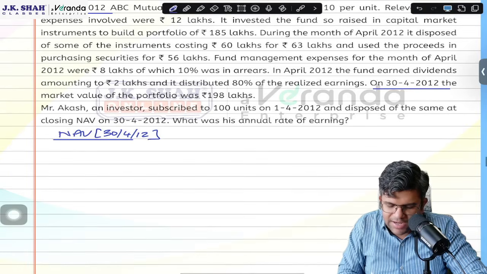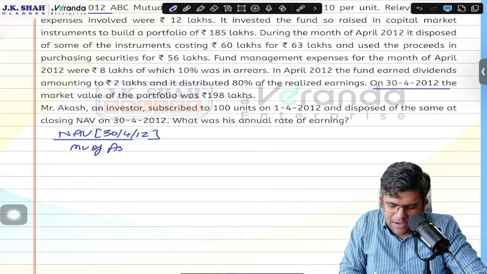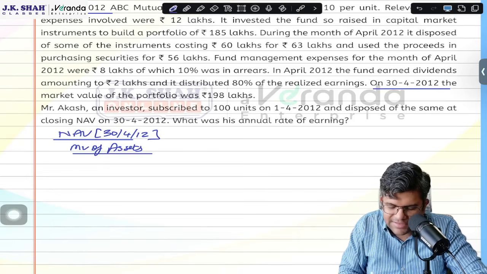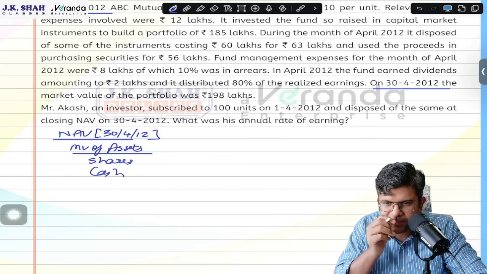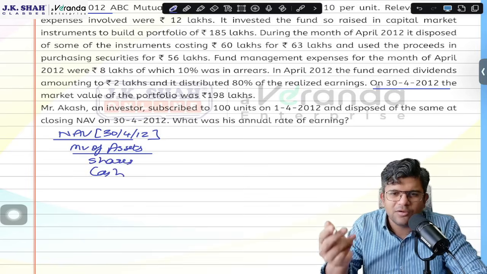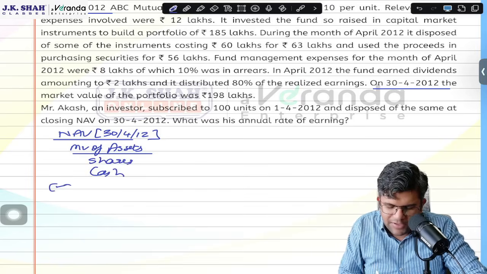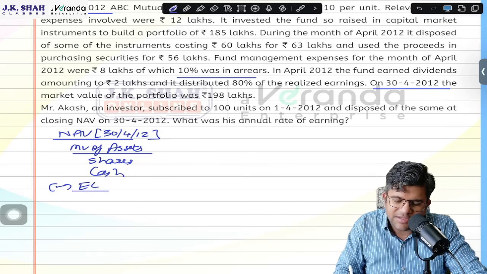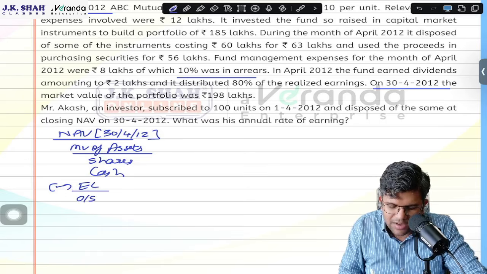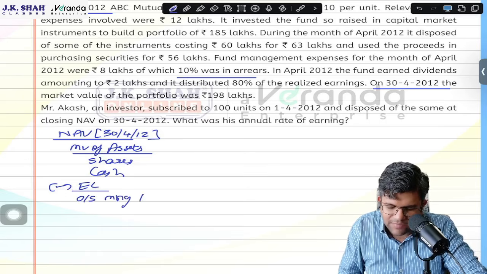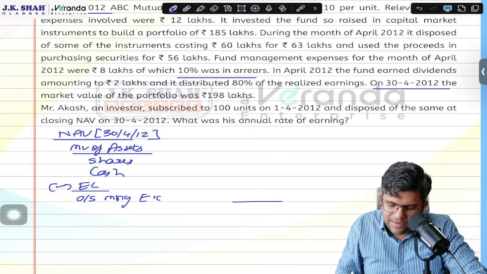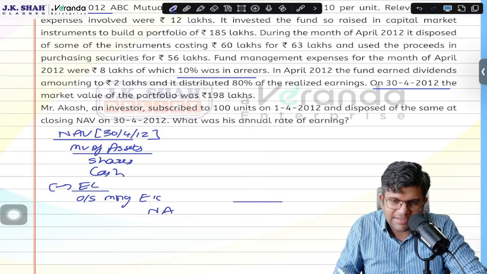Students, in NAV, what will happen? Market value of assets. If you people have noticed, in assets, there are only two things. Shares are there and cash is there. Nothing else is there in the whole question. And when we talk about external liabilities, there is some management expense in arrears, correct? So there is some outstanding management expense. That much is there. And that should give you your net assets. Everyone give me a yes.